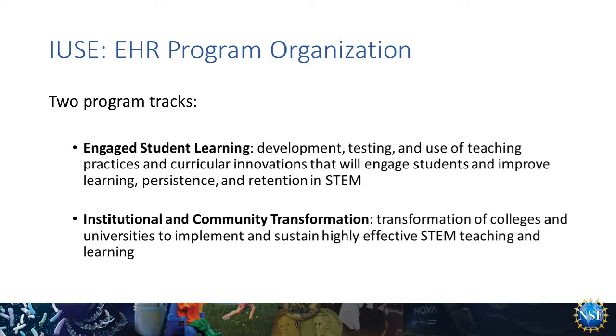The Institutional and Community Transformation track is a little bit more of a bird's eye track, and this track seeks transformation of colleges and universities to help them implement and sustain highly effective STEM teaching and learning. And so this tends to be at a little bit broader level than the level of the student. And it really is working on departments, institutions, or communities of institutions as a collaborative group.